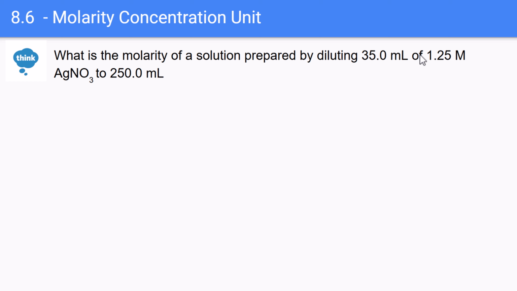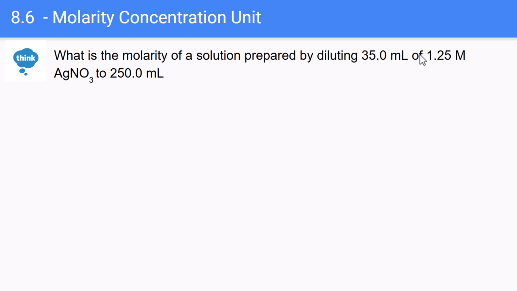It says here, what is the molarity of a solution prepared by diluting 35 milliliters of 1.25 molar AgNO3 to 250 milliliters? So I would recommend that you look through this problem very closely. If you see the word "of," they go together. So the 35 milliliters and the 1.25 molar go together. That is, they will both be either the ones or the twos in the problem.